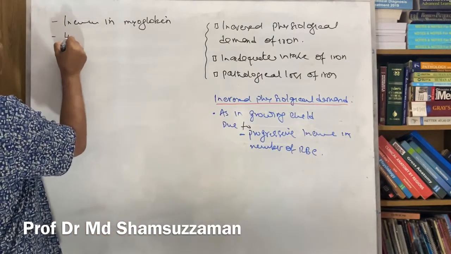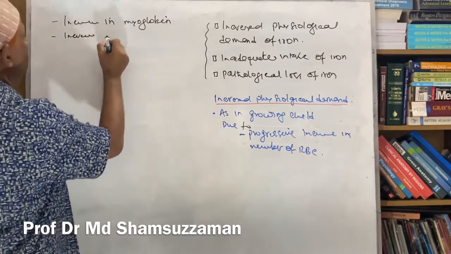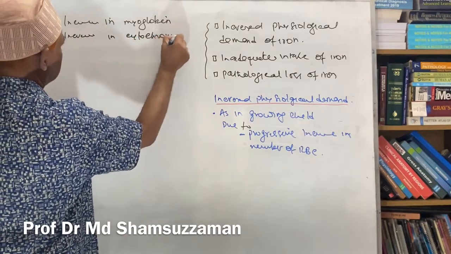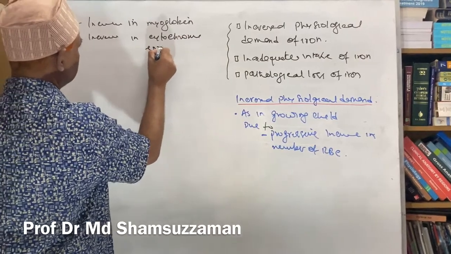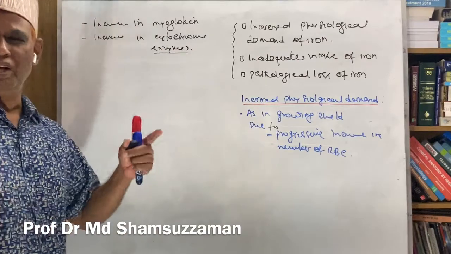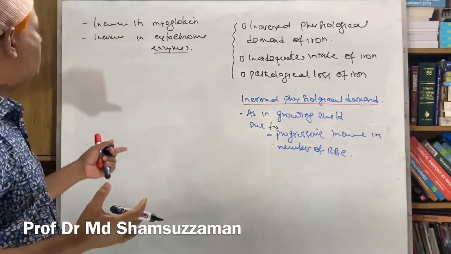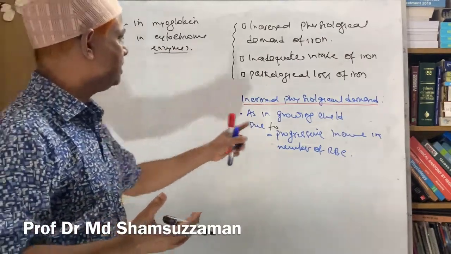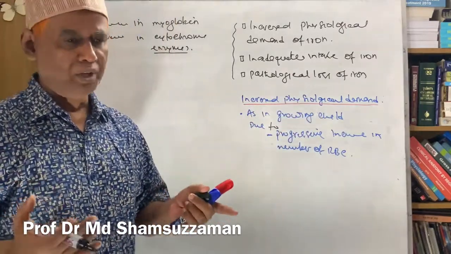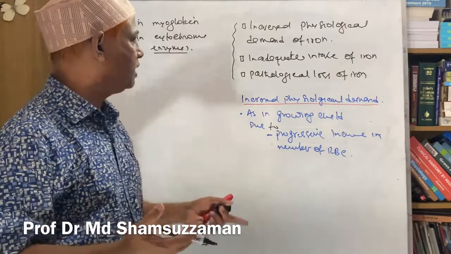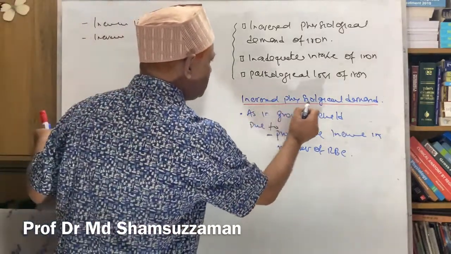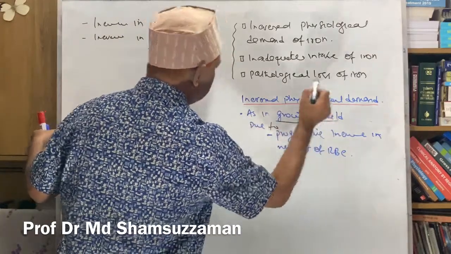Number three, increase in cytochrome enzymes. Dear audience, you know cytochrome enzymes contain iron. So an increase in the amount of cytochrome enzymes in a growing child leads to increased iron demand. If we fail to fulfill the demand, there will be iron deficiency anemia. So increased physiological demand in a growing child.